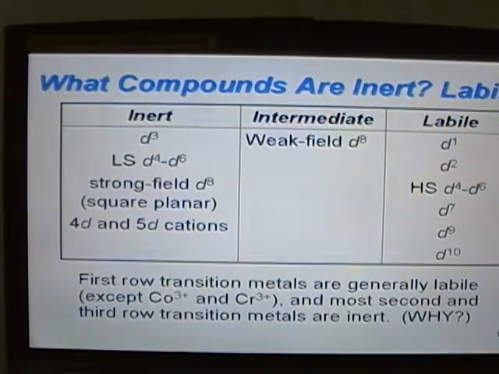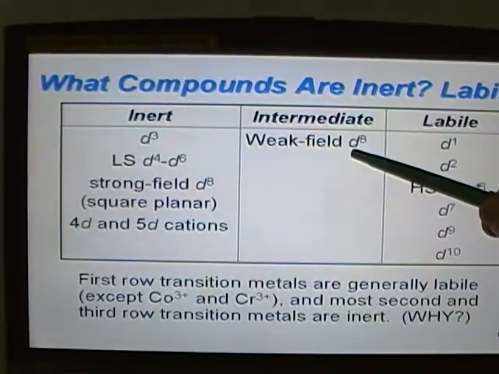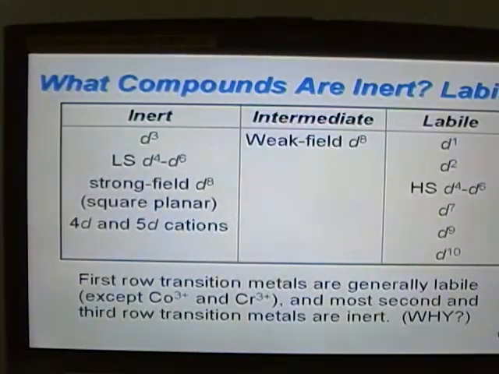Compounds that contain metal cations with a weak field d8 electron count are going to be called intermediate. They could either be inert or labile. Finally, the compounds that are labile have very low d electron counts or very high ones generally. d1, d2, high spin d4 through d6, d7, d9, and d10.